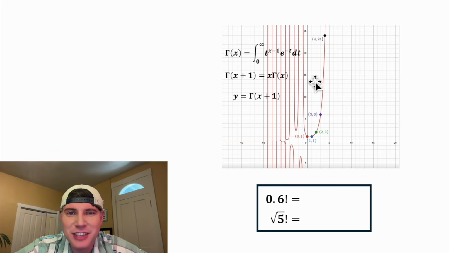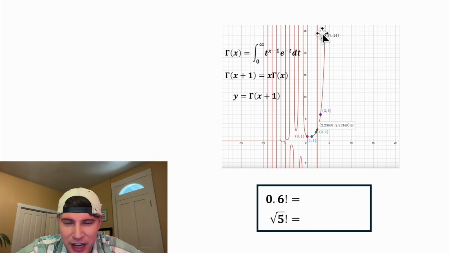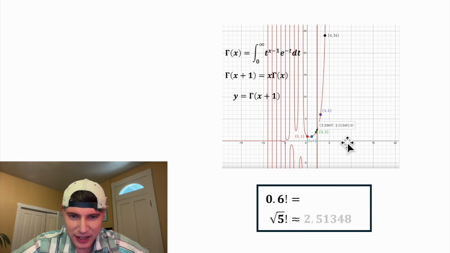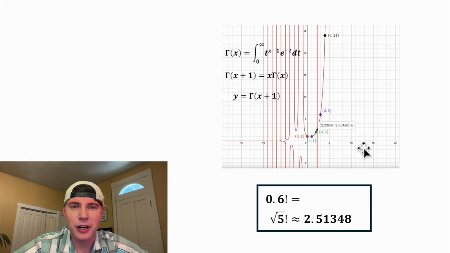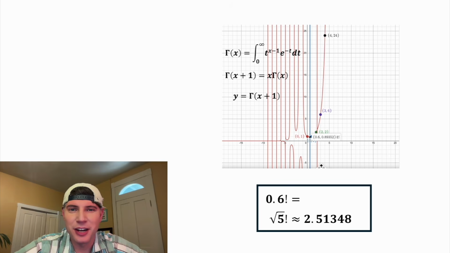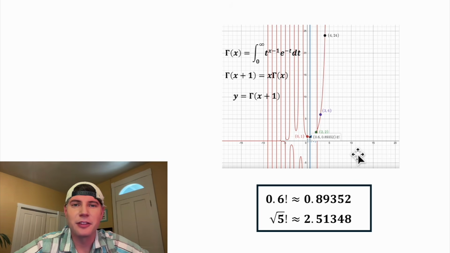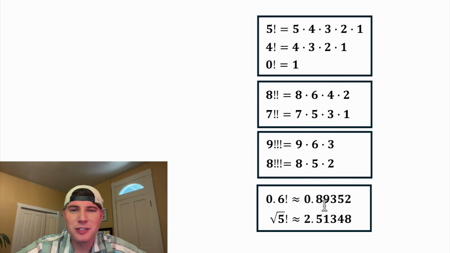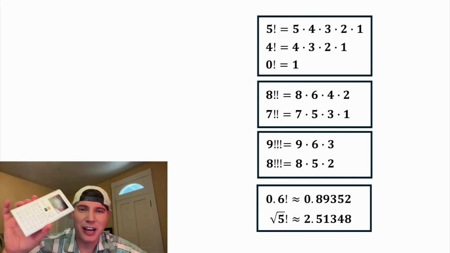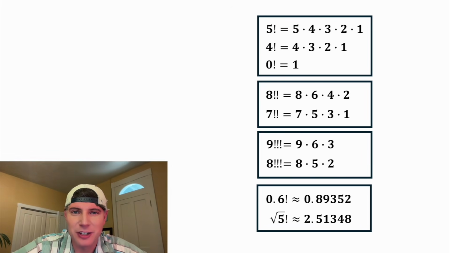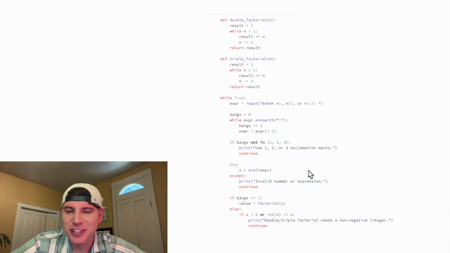And now using this function, we can evaluate factorials in between the integers. So for example, here is the line for x equals square root of 5, and we can see that it intersects at about 2.51348. And this blue line is the line for x equals 0.6, and we can see that it intersects at about 0.89352. So those are the approximate values of these 2 non-integer factorials. But I figured out how to evaluate it in this calculator without having to look at a graph in Desmos. And here's the code right here.